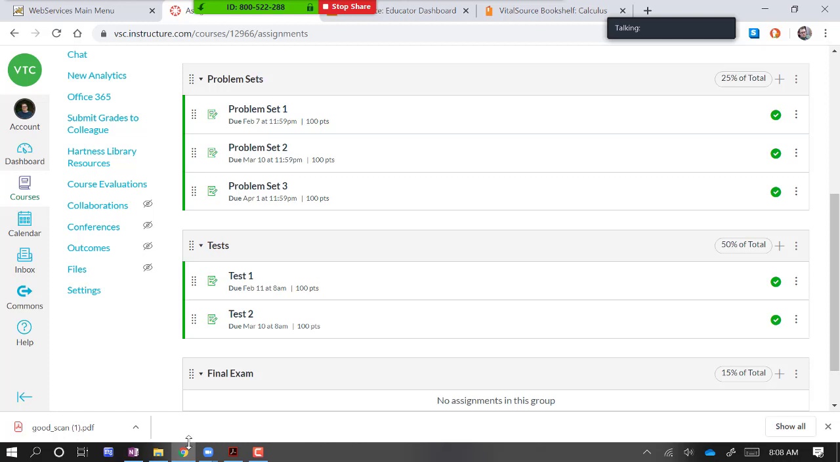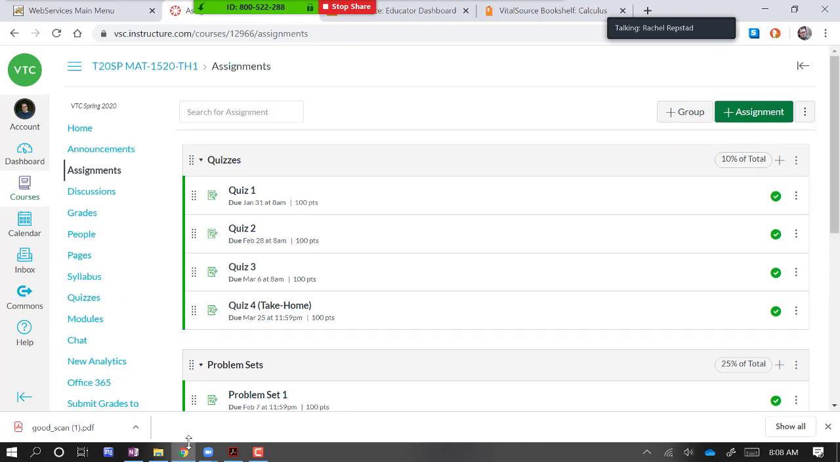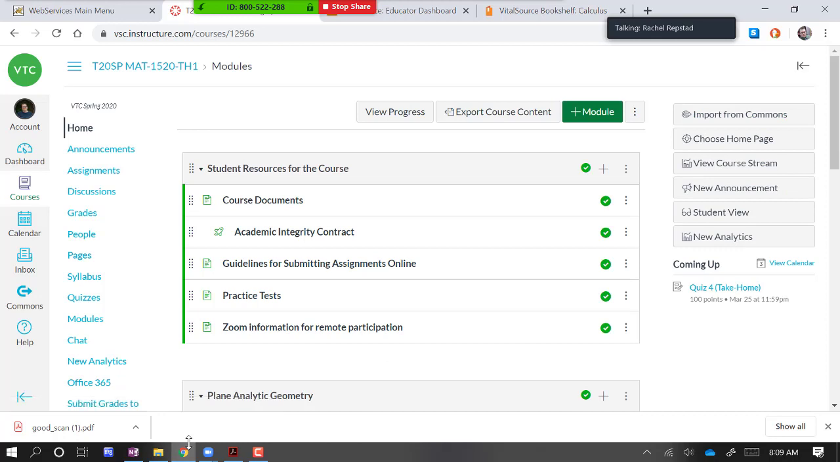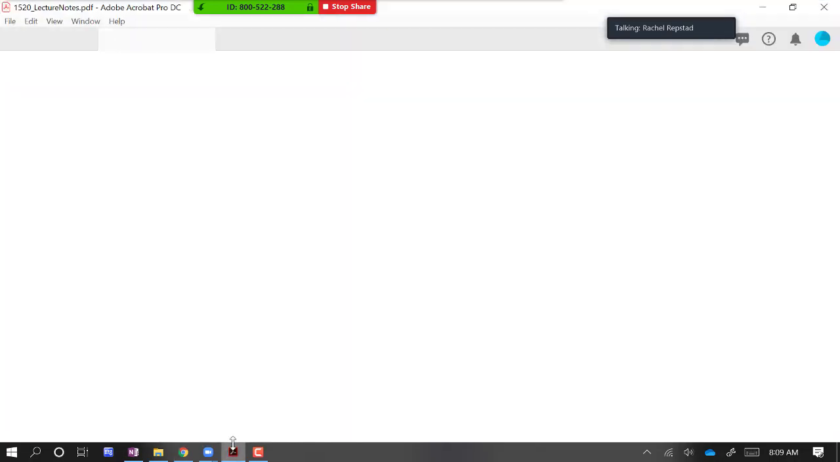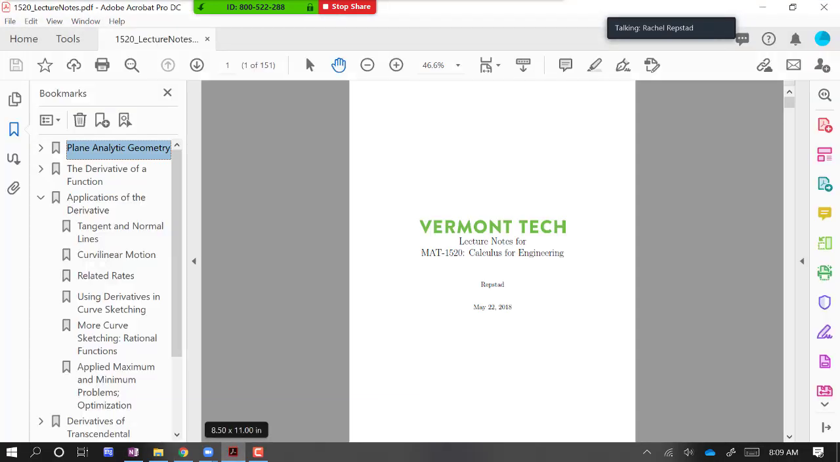Okay, so we're finishing up the Chapter 3 notes today, and I know that you don't already have the Chapter 4 notes handouts, but if you go to Canvas, right at the top, it says course documents. And at the bottom, it just says 1520 lecture notes. So it's the lecture notes for this course. And if you open them, it's the lecture notes for the entire course.